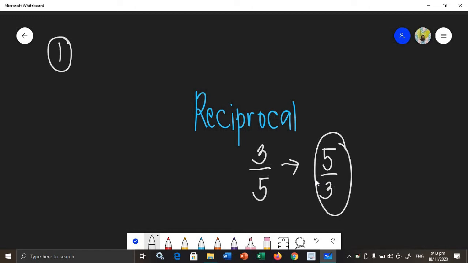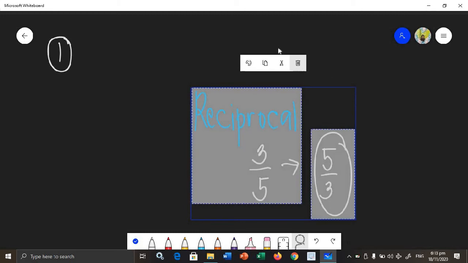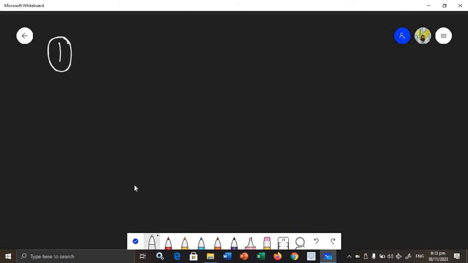Pagpapalitin mo lang, you're just going to switch. Ayan, yung tamang term. You're just going to switch the position of the numerator and then denominator. And then that is the reciprocal. Okay? So, the rule in dividing rational numbers or dividing fraction is like this. So, let's say, for example, we will divide 3 over 4 by 1/2.